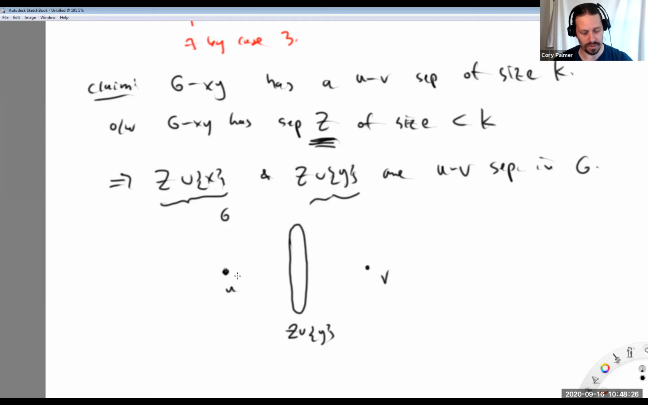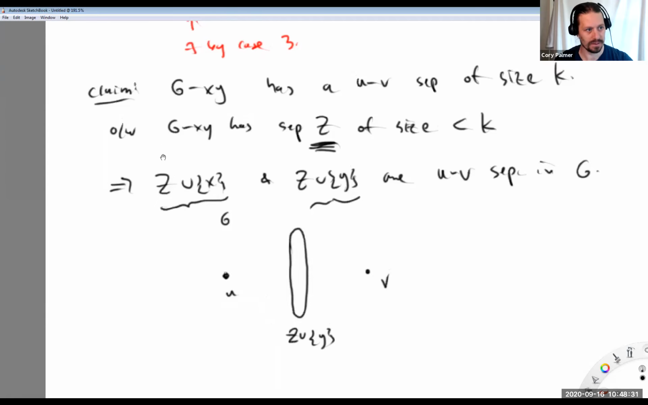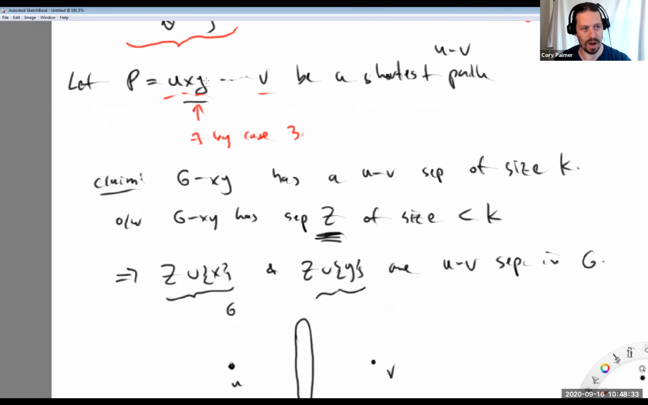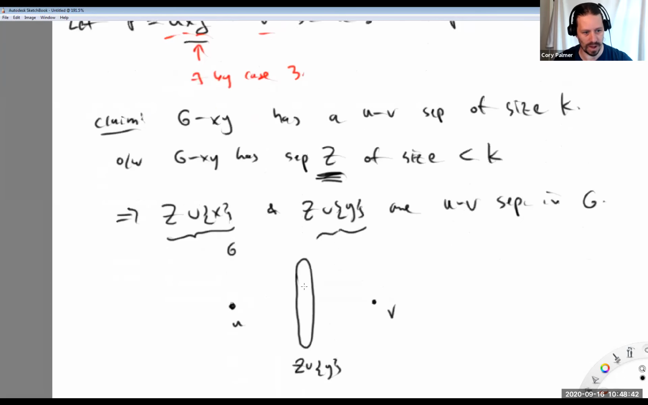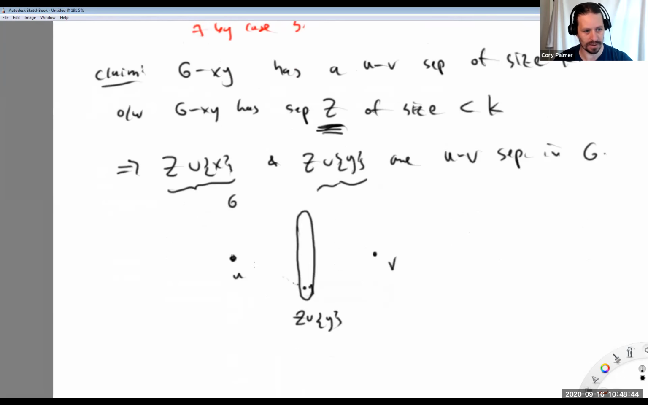If U is adjacent to Y, then this shortest path, U, X, Y to V, why did I go to X? I could have gone directly from U to Y, right? That would have been a shorter path. So U is not adjacent to Y, since that's not possible, otherwise we'd have a shorter path. This means that V is adjacent to everything in here. It's one or the other. So V is adjacent to everything here.